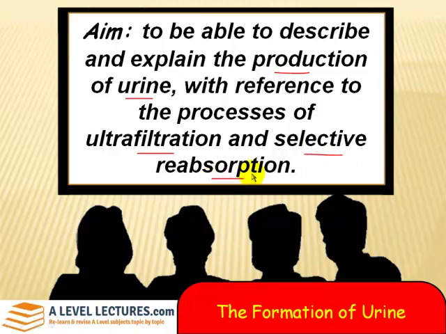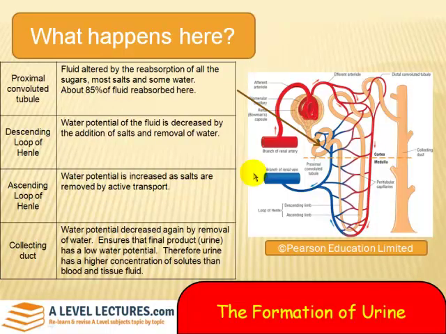Let's just recap first of all what we've seen in the previous video. We looked at a kidney tubule or nephron. We described briefly what happens in various stages. So look first of all here, this is your proximal convoluted tubule. Here fluid is altered by reabsorption of all the sugars, most salts and some water. So about 85% of the fluid is reabsorbed at this point.